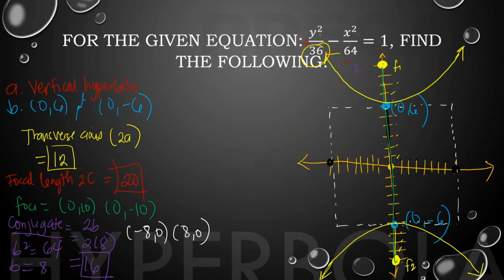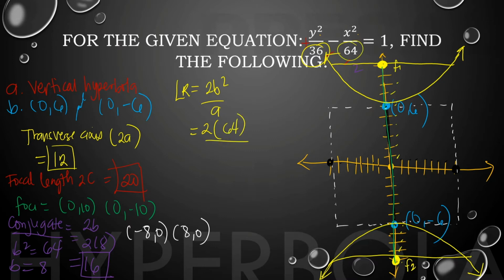And the next natin hahanapin is yung latus rectum or yung focal width. So, meron tayong formula dyan, tulad din sa ellipse, which is LR is equal to 2b squared over a. So, magiging 2 times b squared ay 64 over a, which is 6. So, approximately equals to 21.33 units. So, ito ay 21.33 units. And also this one, 21.33 units.